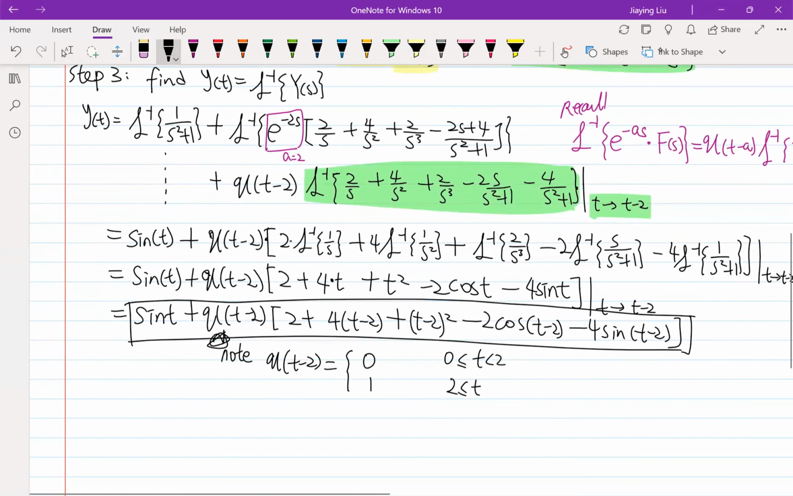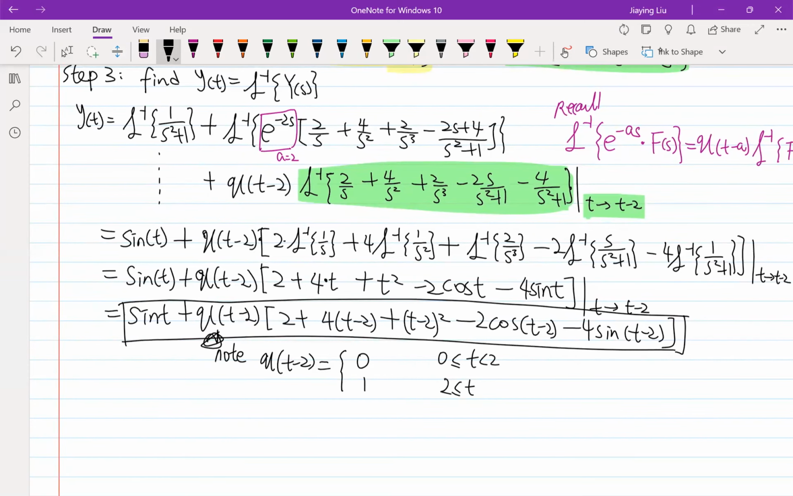So the first piece is plugging in 0 for u(t minus 2), for t less than 2 and greater than or equal to 0. So y of t equals sine t plus 0 times this bracket term. And that's for t greater than or equal to 0 and less than 2. And if we take anything multiplied by 0, we get 0, so that part we really don't keep. We just get sine t. So that's the first piece of the piecewise function.